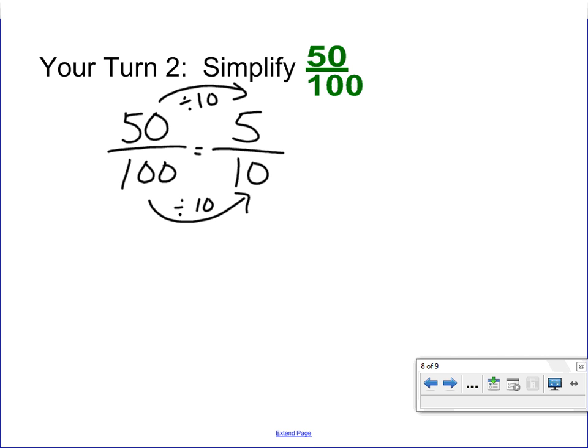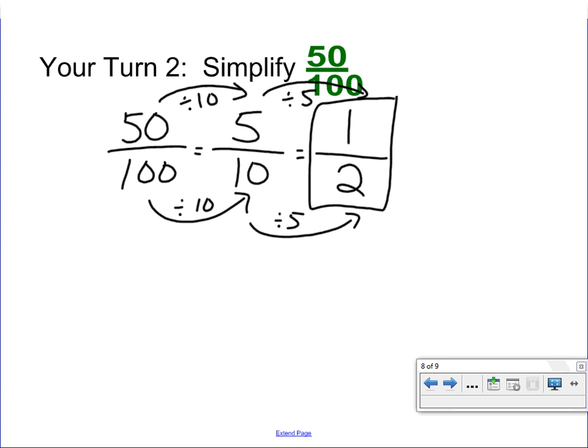And a lot of times I see students stop here. But we've got to make sure we continue until we have no more numbers that I can divide both the numerator and the denominator by. In this case, I can still divide by 5. 5 divided by 5 is 1. 10 divided by 5 is 2. Not sure how you did it. You might have started off by dividing by 2. You might have started off by dividing by 5. You could have divided by 25. Lots of different ways you could have started this. But my hope is that when you got done, this was the answer you had left.